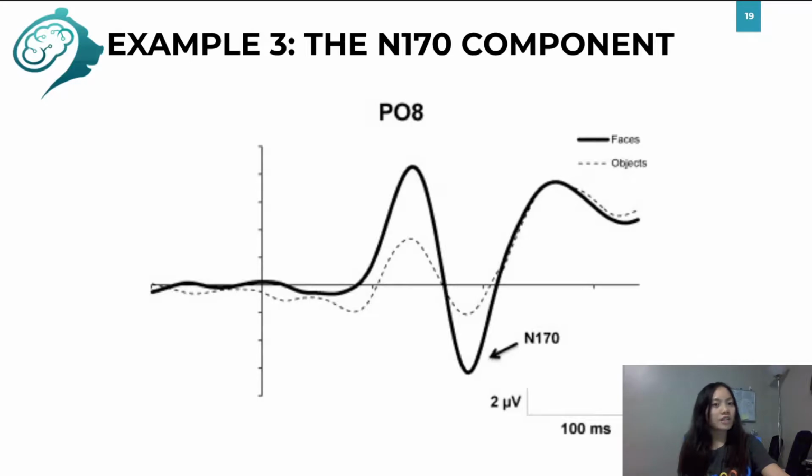This simple fact allows us to conclude that the human brain is able to distinguish between faces and other objects within 170 milliseconds. Many researchers have used the N170 component to address interesting questions about how faces are processed in the brain. So for example, some studies have asked whether face processing is automatic by testing whether the face-elicited N170 is smaller when the faces are ignored.